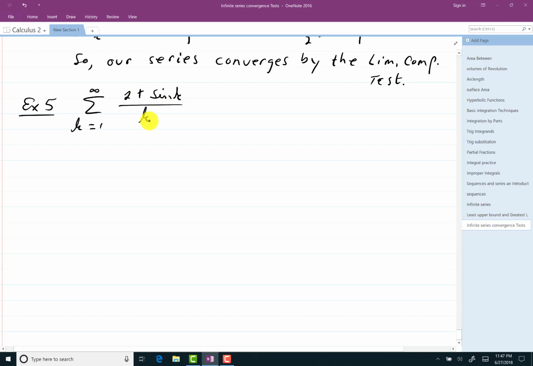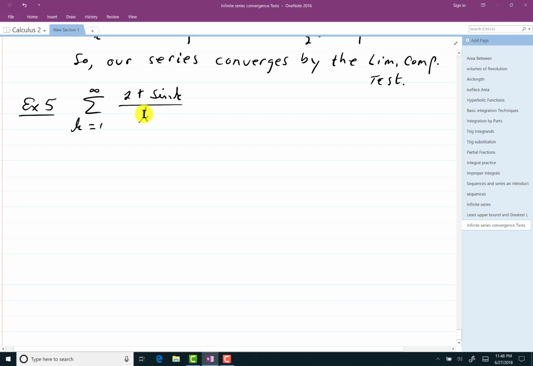This is an interesting series. What should I compare it to limit-wise? After I wrote this, I realized that there was a better comparison to do with it. And I'll tell you what that one is after I try to use the limit comparison test here. Sine is going to go between negative 1 and 1 for its whole existence. So this top is going to go from 1 to 3, no matter what. It's kind of fixed. It's at least bounded.